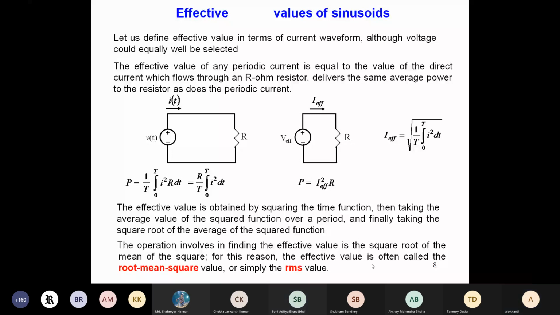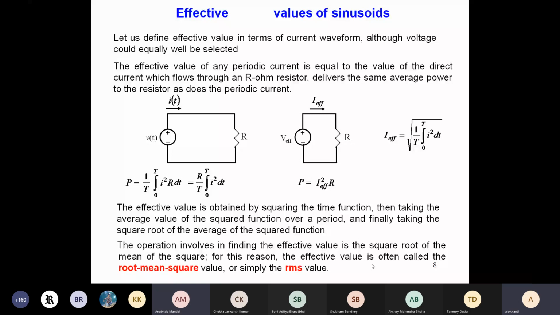Okay, sir. Because you have to do that 1 by T, it is for averaging out the square. Yes, we are averaging it out over one complete time period. So we are taking T in this case. If you choose some other time, then accordingly we get another time.